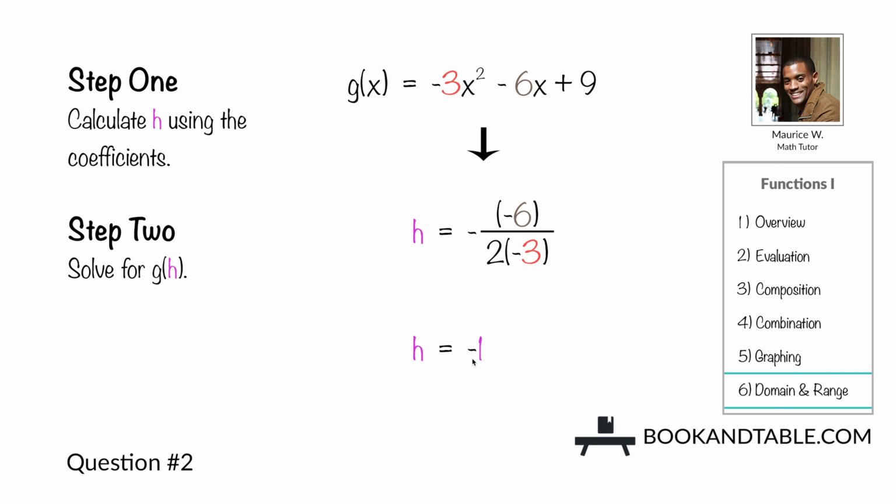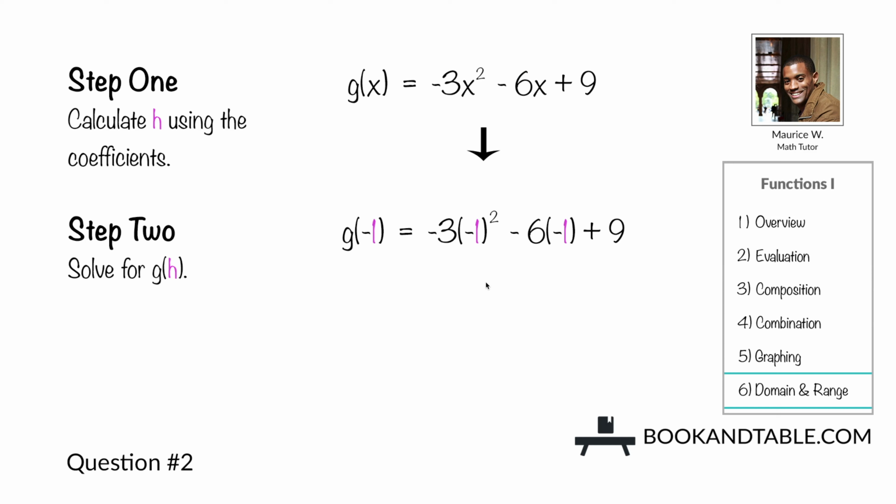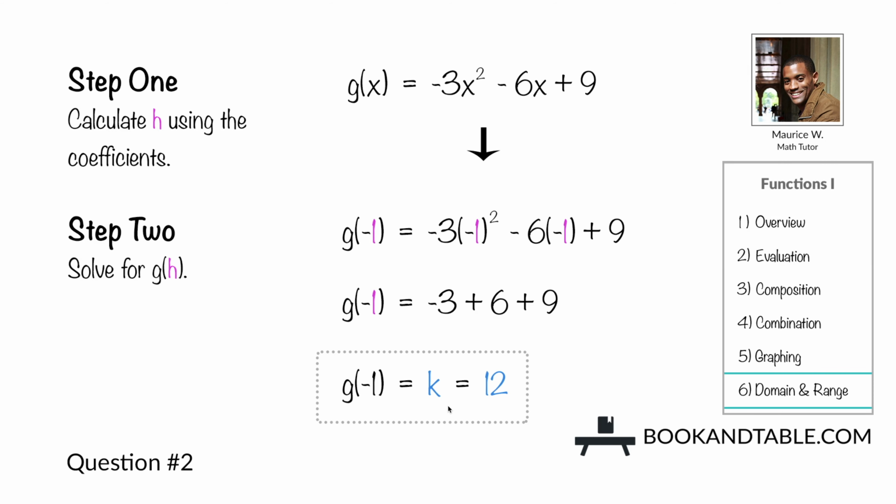So now that we know h is equal to negative 1, we can solve for g of negative 1. So we plug negative 1 in for x, giving us negative 3 times negative 1 squared, which is positive 1, times negative 3, which is negative 3. Negative 6 times negative 1 is positive 6, plus 9. Negative 3 plus 6 is 3, plus 9 would be 12. So we get k is equal to 12.